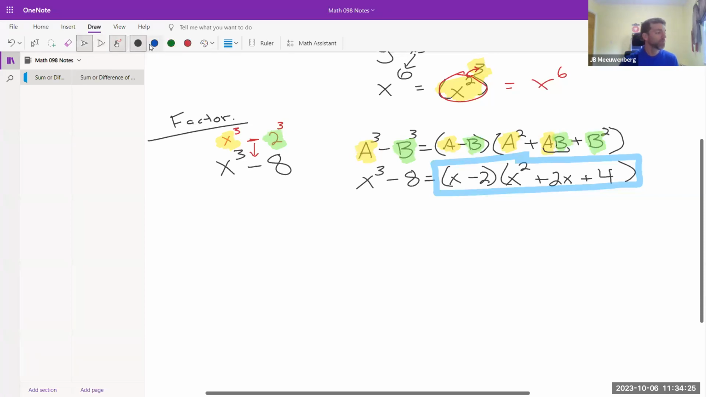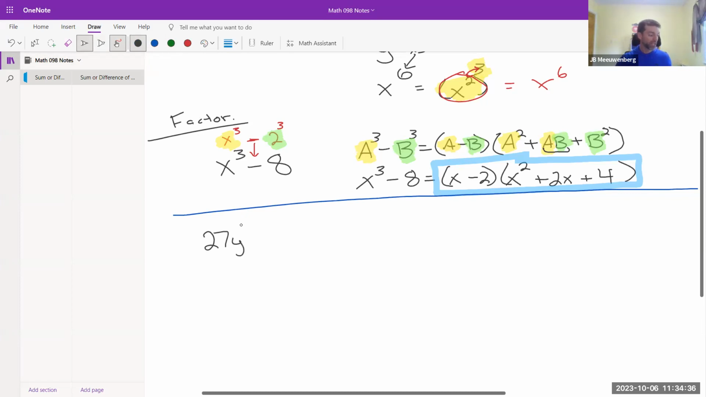Well, let's look at another one. Let's look at 27y cubed plus 1. So here's our next one. Pause and just look at this for a second and see if you can make sense of what this looks like. Does it fit into what we're looking at? Is it a sum or difference of cubes? Well, unlike the first problem, this one has an addition sign, right? So this is addition instead of subtraction. So this is a sum.